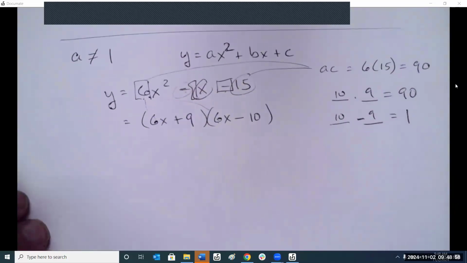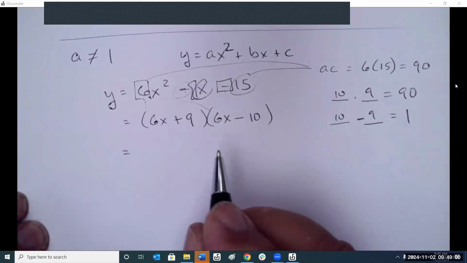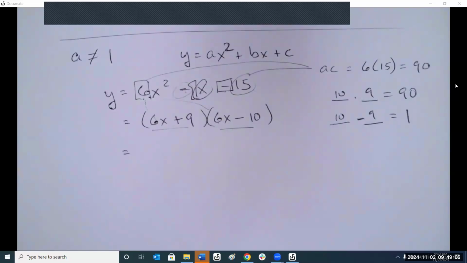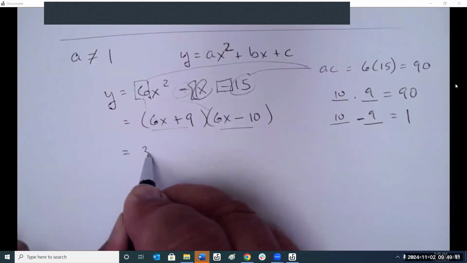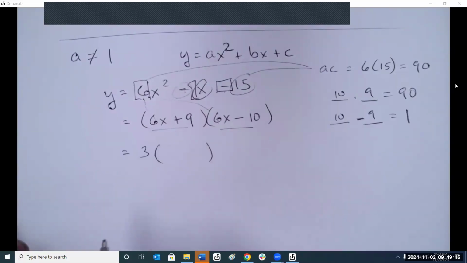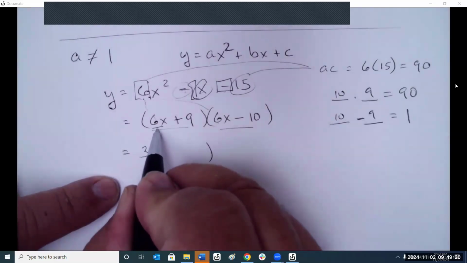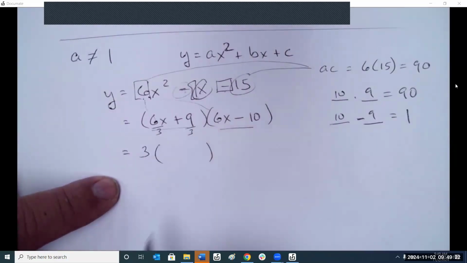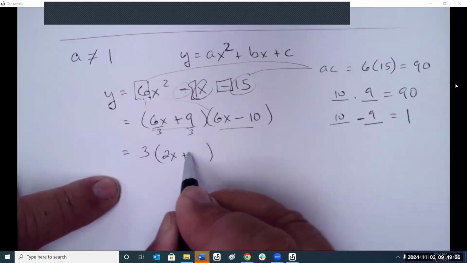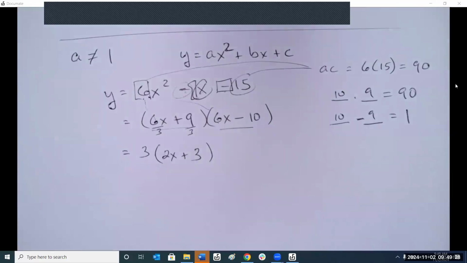Here's where it becomes different. At this stage, factor what you can out of both of those parentheses. What do 6 and 9 both have in common? They both have a 3 in common. So if I factor out a 3, what do I have left? The easiest way to do this, divide both of these by 3. 6 divided by 3 is 2. 9 divided by 3 is 3.